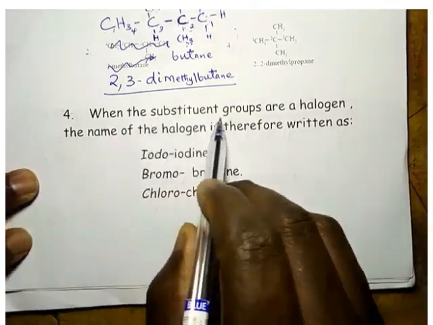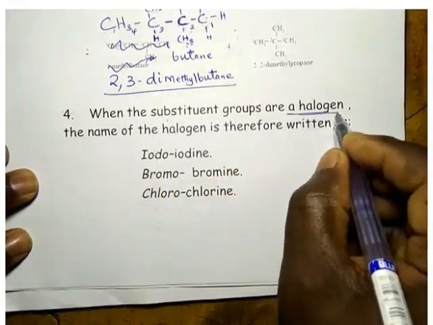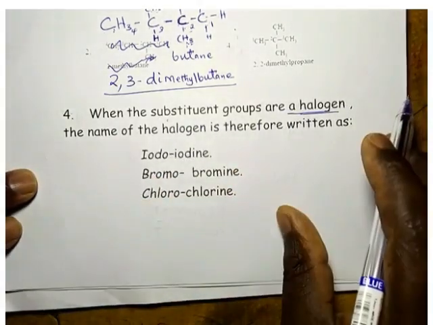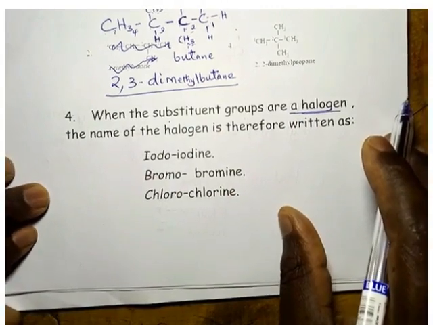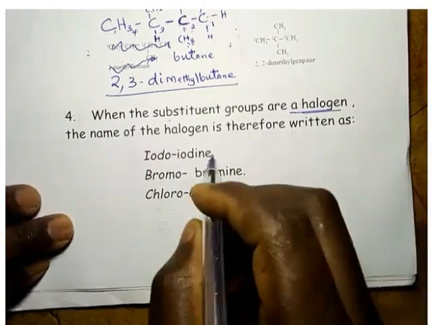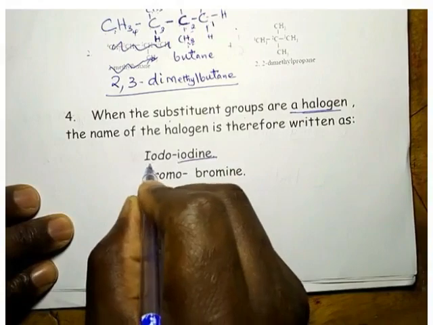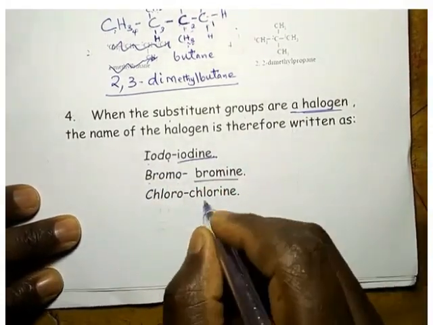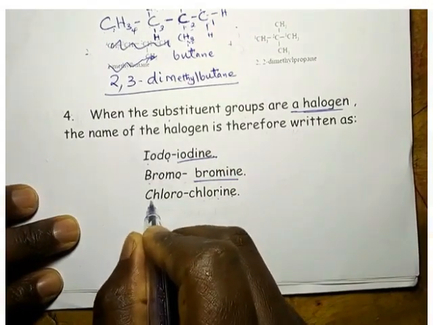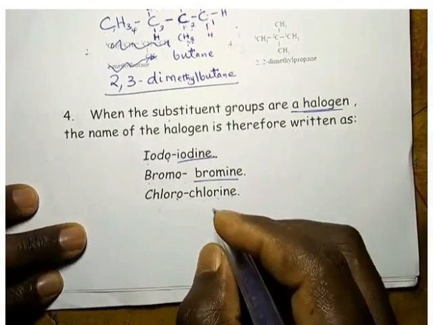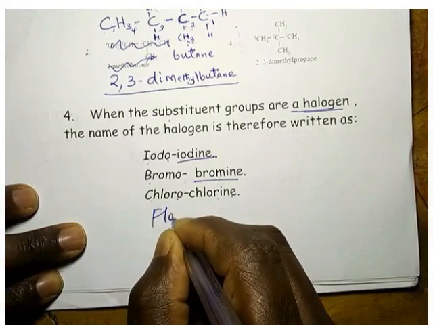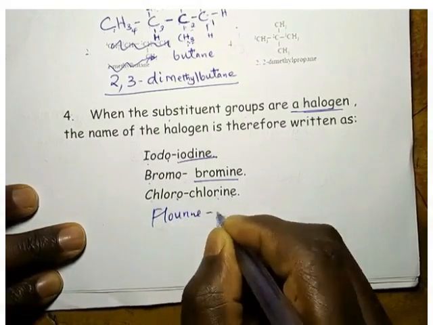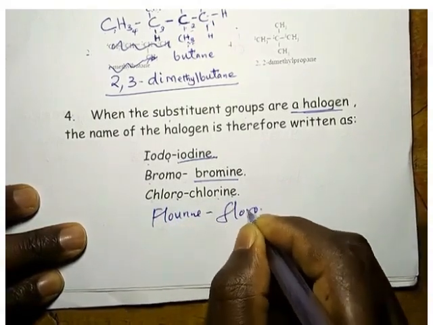In case the substituent groups are halogens, the ones we have mentioned earlier, there is a way we write their names. If it is iodine, we say iodo. If it is bromine, we say bromo. If it is chlorine, we call it chloro. Right? If it is fluorine, we call it fluoro. Like this.